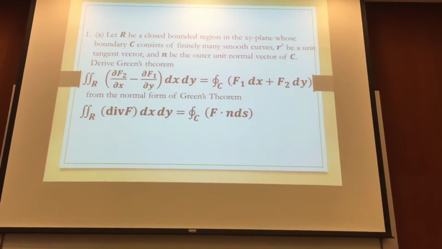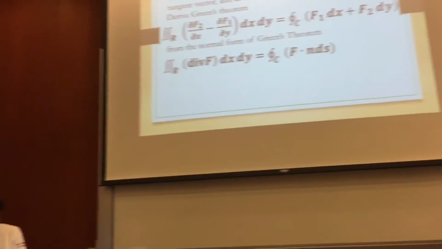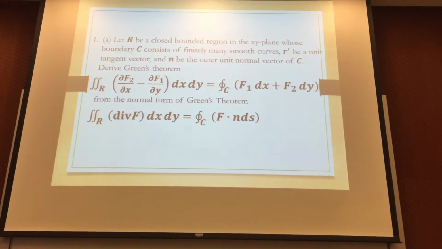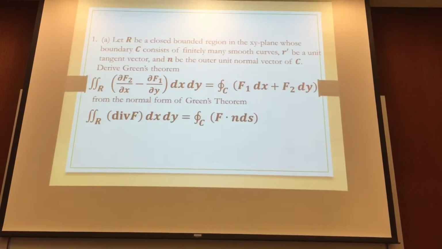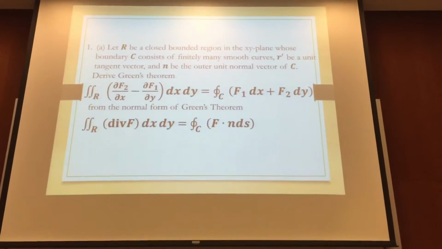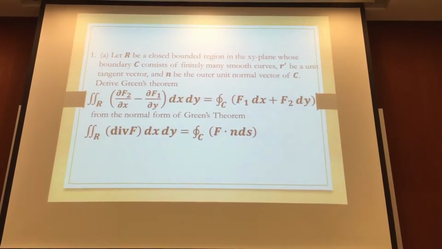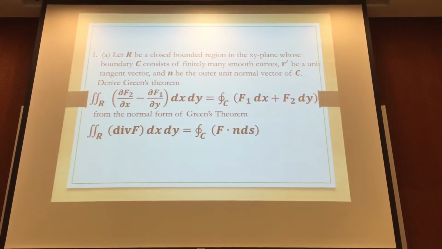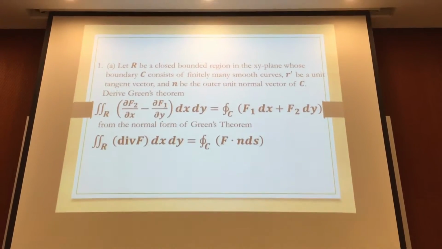Part A of the question is to derive the normal form of Green's theorem from the tangential form. Here are the two forms of Green's theorem.